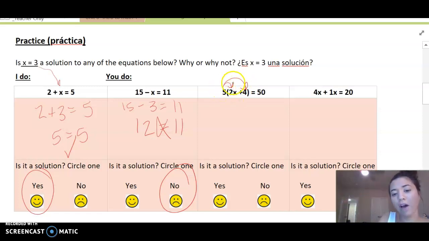Okay, so 5 times 2x is 10x, plus 5 times 4 is 20, and we have equals 50. All right, now I simplified. Now I can substitute in x. X is 3.